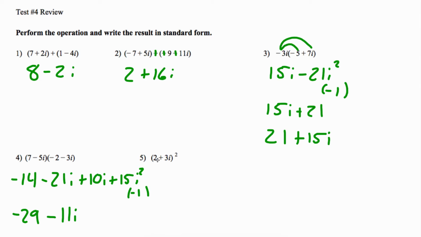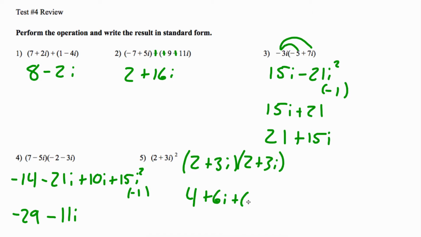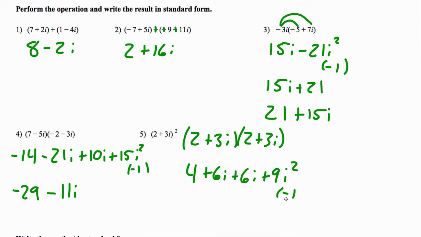And then the last one, we're taking 2 plus 3i squared, so that means we've got 2 plus 3i times another copy of 2 plus 3i. So this one is a FOILing problem. 2 times 2 is 4. 2 times 3i is 6i. And 3 times 2 is another 6i. 3i times 3i is 9i squared. i squared is negative 1 again, so this negative 1 turns the 9 into a negative 9. And if we combine that with the 4, we end up with negative 5. And then 6i plus 6i gives us 12i.